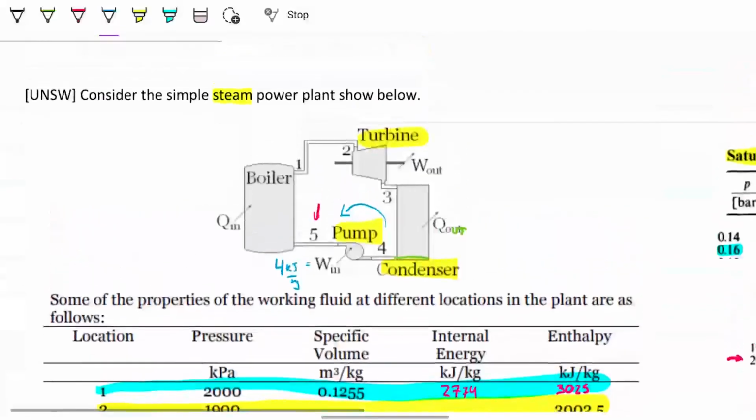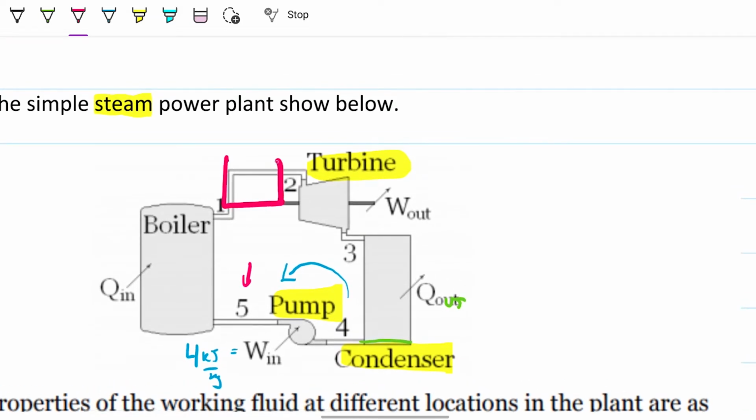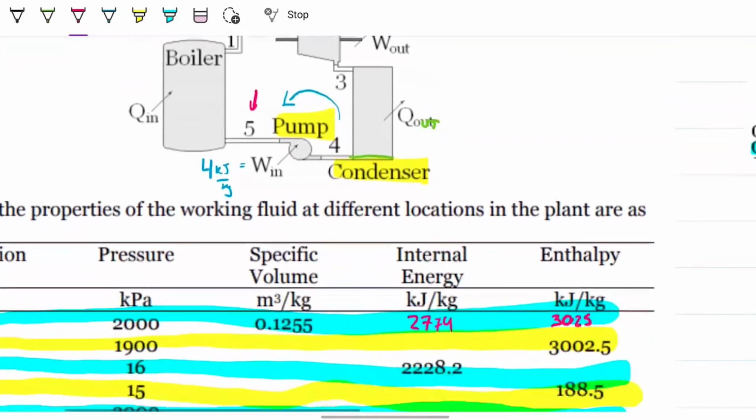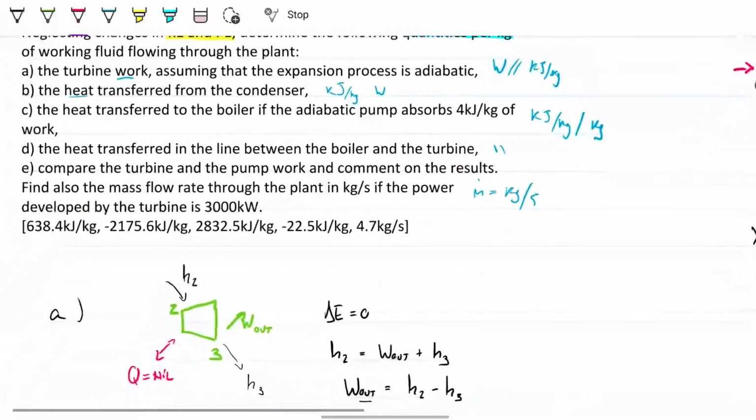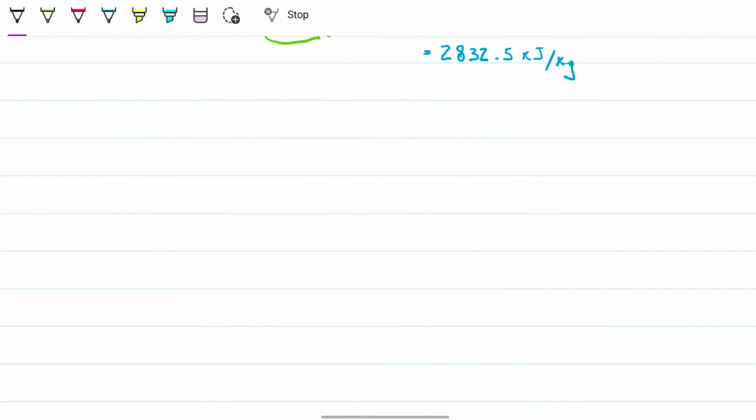All right, part D, the heat transfer in the line between the boiler and the turbine. Between the boiler and the turbine, we have two different states. And if the states are not the same, it means we're losing some energy as we're going from 1 to 2. There's no component per se, but unless we have a system that's 100% efficient, there will be some losses in this line. And they're asking precisely what are the losses as we go from state 1 to state 2. That's super easy for us to do. We've done a lot of this already.